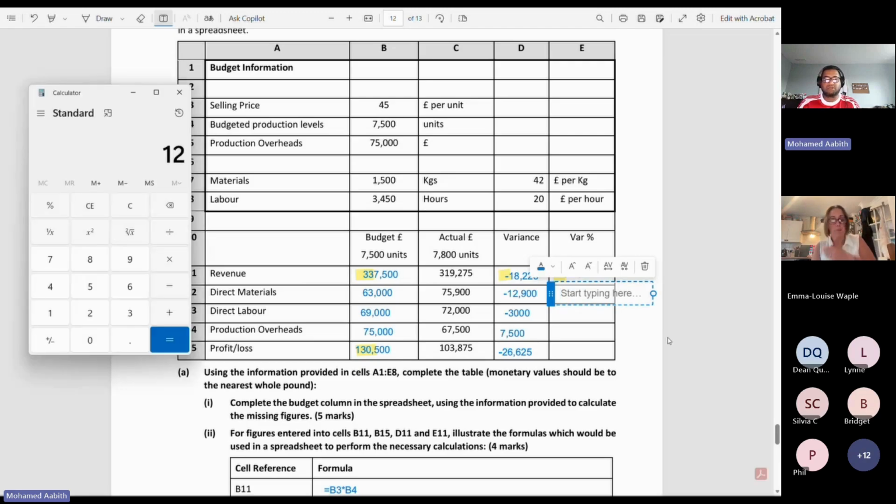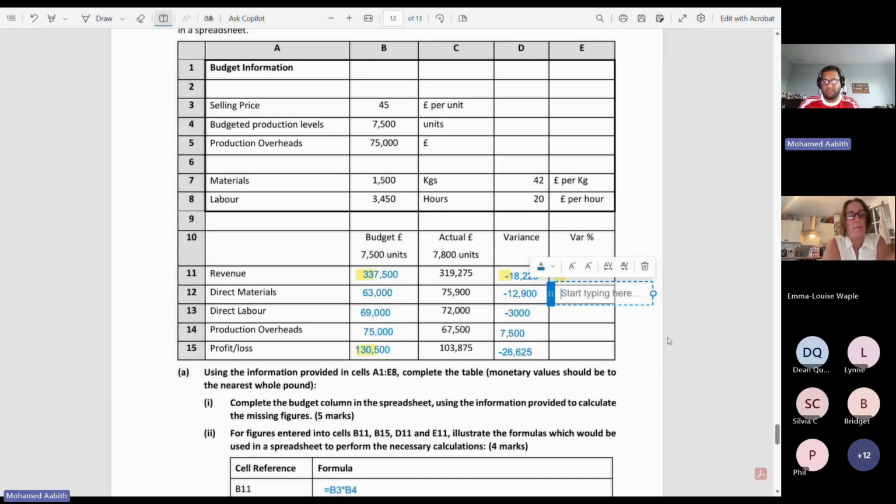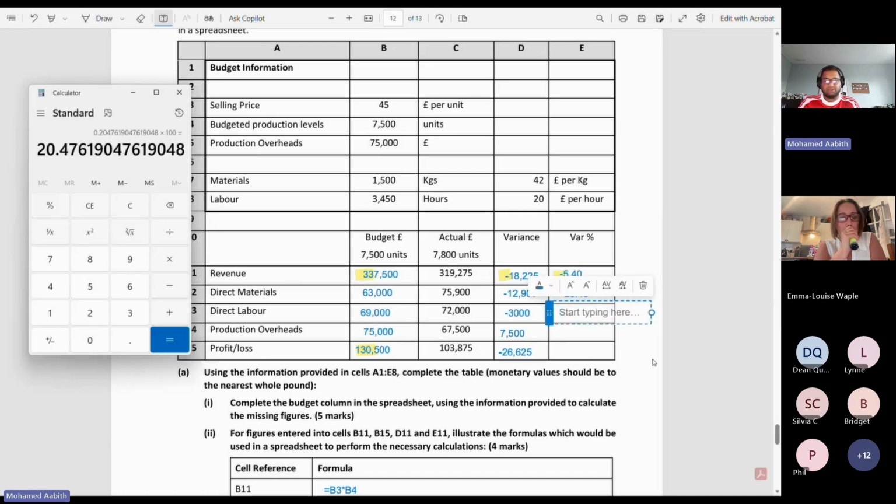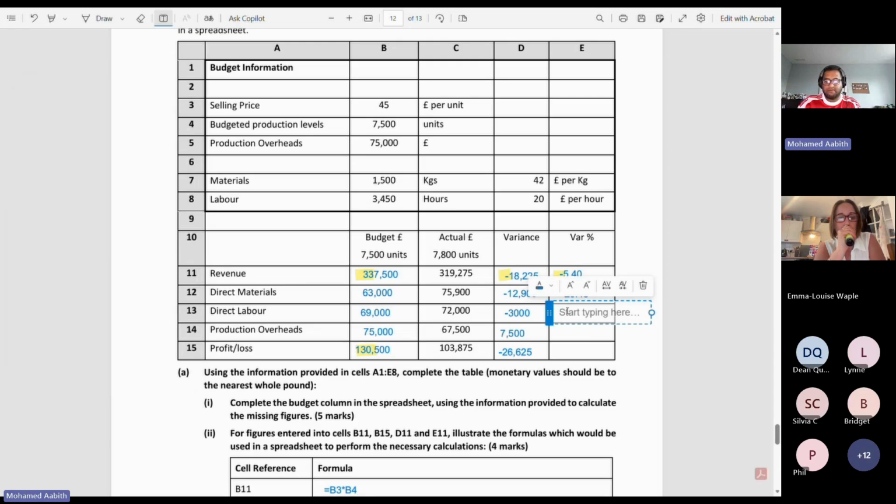Next one is 12,900 divided by 63,000 times 100, which is going to give you a variance percentage of 20.48. So here minus 20.48. Next one is 3,000 divided by 69,000 times 100. That gives you 4.35. This is also a negative, so minus 4.35.